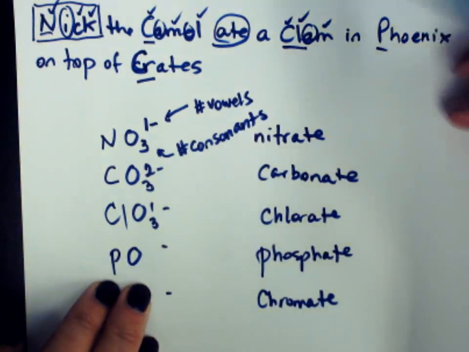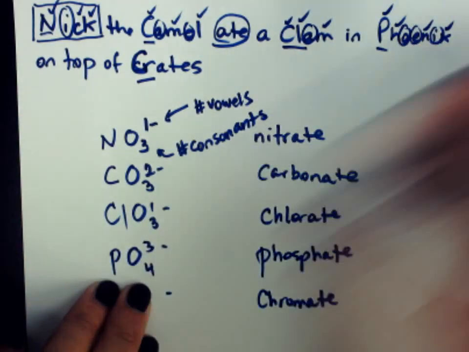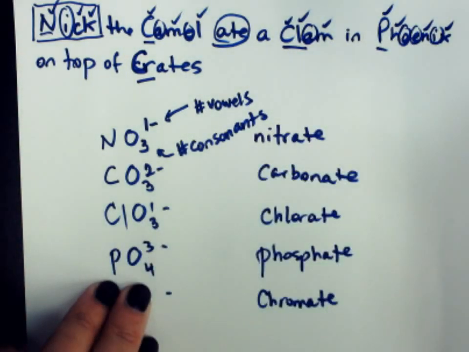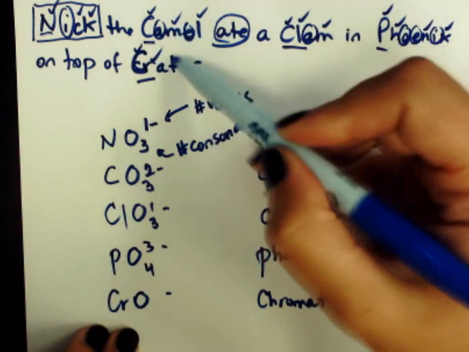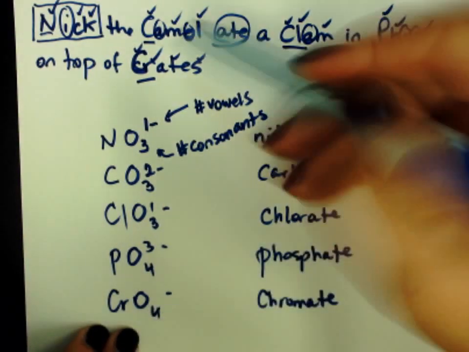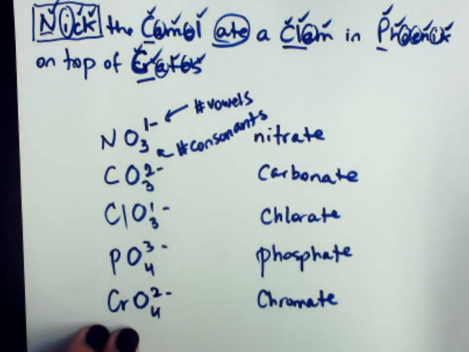How about phosphate? That comes from the word Phoenix. There are 1, 2, 3, 4 consonants. There are 1, 2, 3 vowels. All right? So the formula for phosphate is PO4 3-. How about chromate? Chromate has 1, 2, 3, 4 consonants, 1, 2 vowels. So the formula for chromate is CrO4 2-.